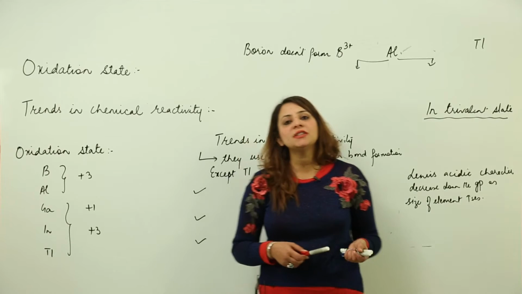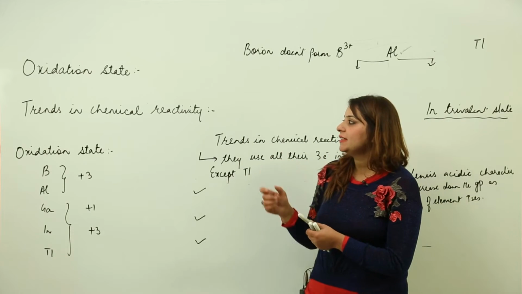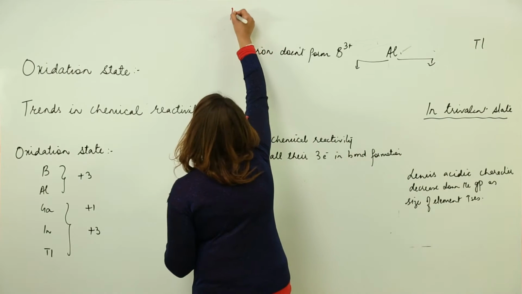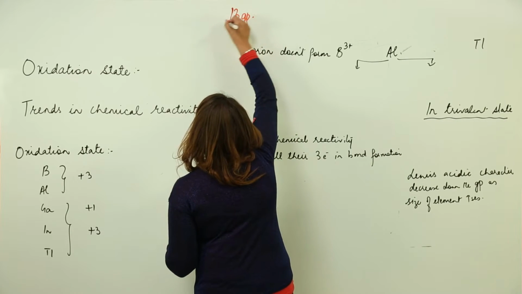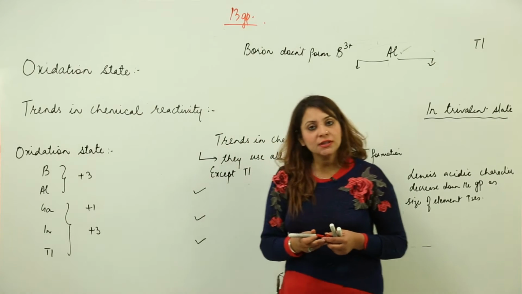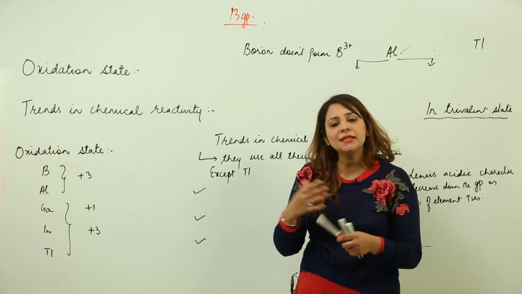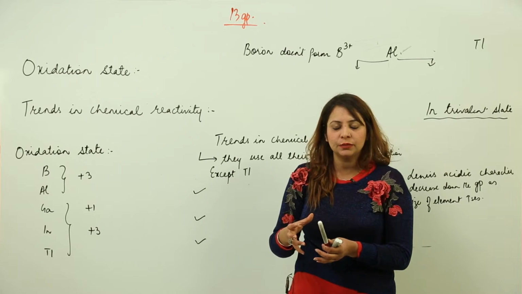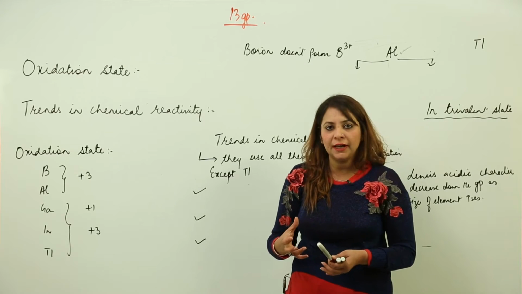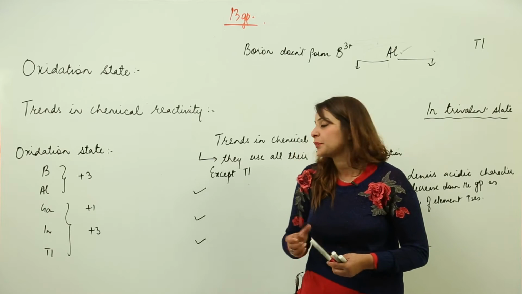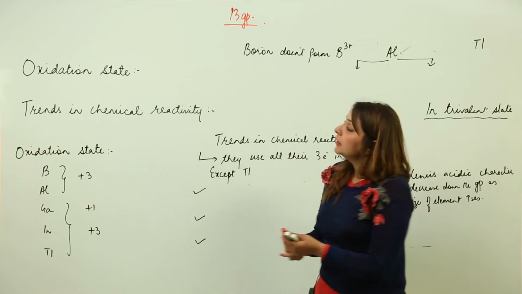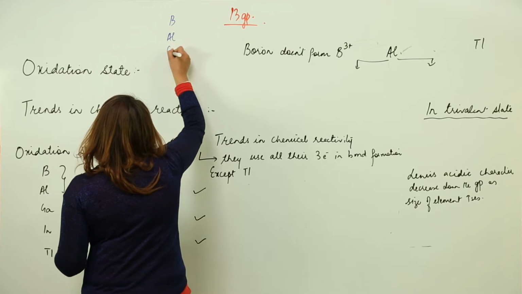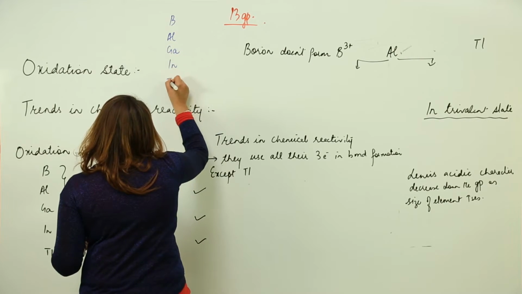Now we are going to start with the oxidation state and trends in chemical reactivity in the 13th group. That means we are going to see what kind of oxidation states they show and what kind of trends in chemical reactivity, or the basic feature responsible for the chemical reactivity, what its actual trend is. So as you all know, the 13th group is boron, aluminium, gallium, indium and thallium.